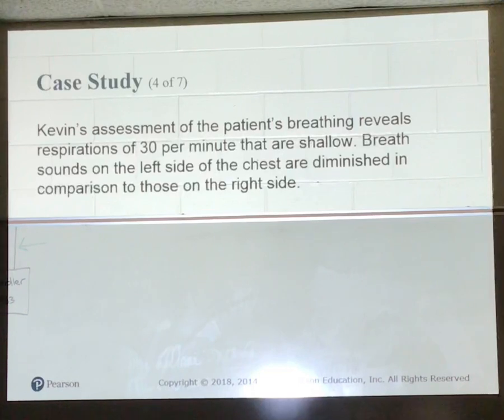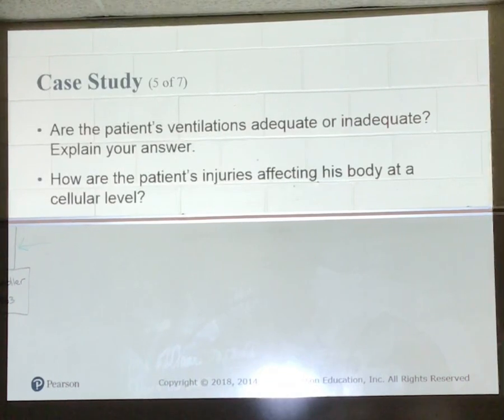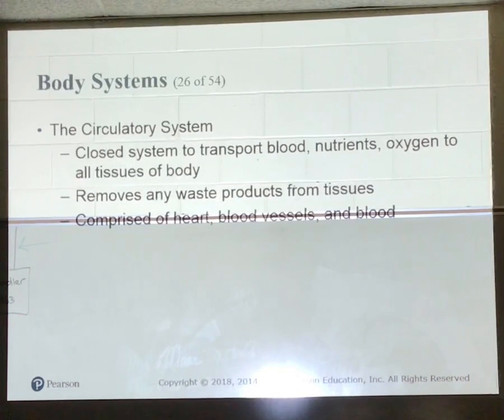Is this normal? Is he ventilating well? No. Breath sounds on the left side of the chest are diminished in comparison to those on the right. What are the patient's ventilations, adequate or inadequate? How are the patient's injuries affecting his body at the cellular level? He's not doing an exchange, or not enough.